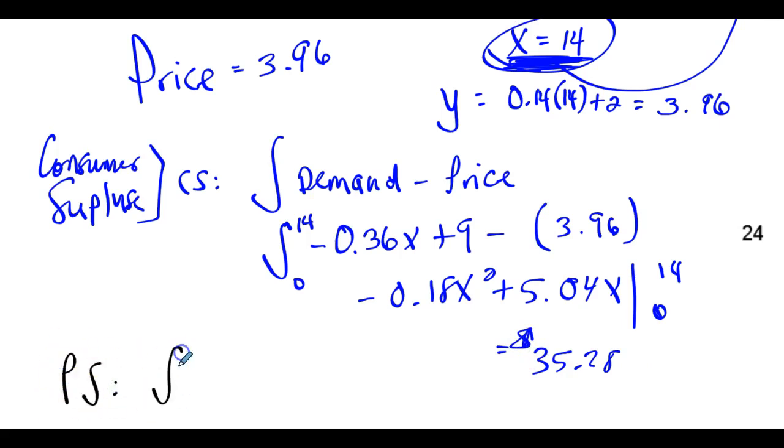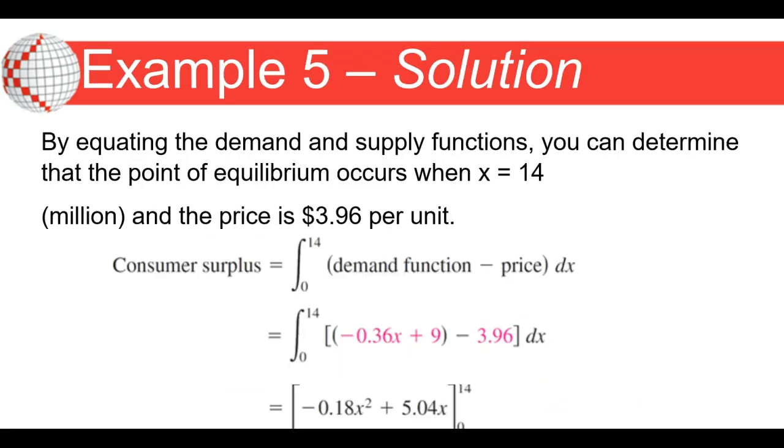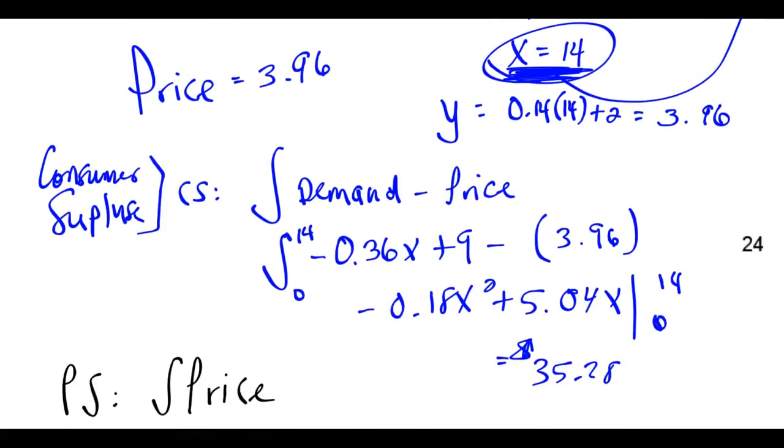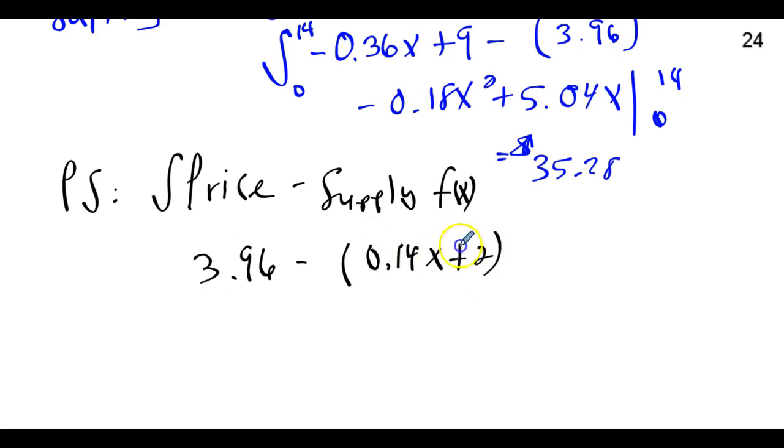Then I'm going to repeat the process for the producer surplus. But remember, this producer surplus is going to be the price. Going back to this graph, the upper function is the price, minus the lower function, which is the supply. Price minus the supply function. So the price, once again, was $3.96 minus 0.14x plus 2. I'm going to integrate once again between 0 and 14.